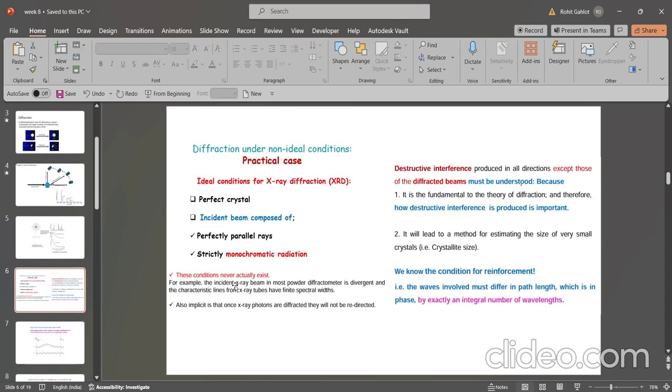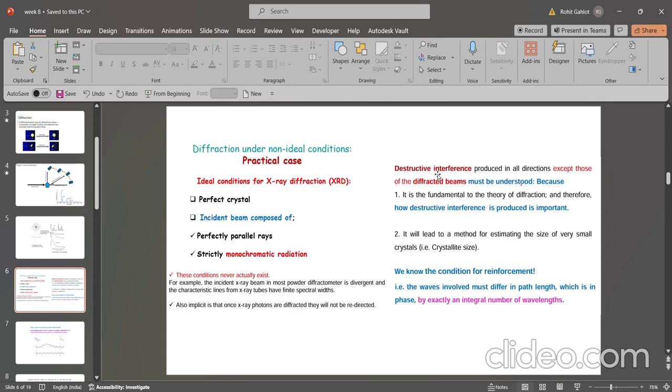Then let's talk about diffraction under ideal and non-ideal conditions. Firstly, the ideal condition of XRD states that your crystal should be perfect, the incident beam should be composed of perfectly parallel rays, and they should be strictly monochromatic radiation. However, these conditions never actually exist, because the incident beam in most powder diffractometers is divergent, and the characteristic lines from the X-ray tubes have finite spectral width. So the ideal condition does not exist in most cases.